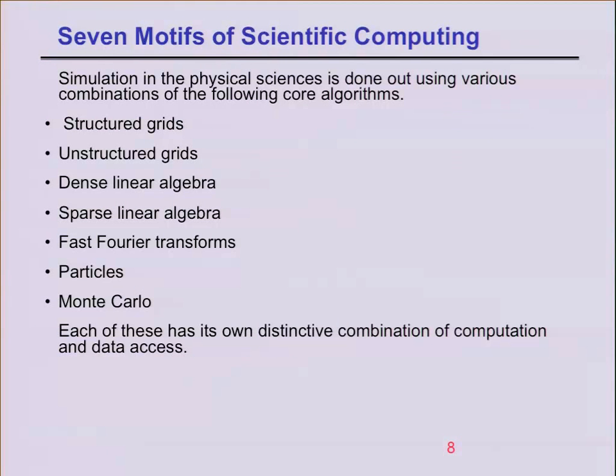So since we were talking about how important access to memory is, let's talk about the algorithms that access memory. Simulation in the physical sciences is done using various combinations of the following seven core algorithms: structured grids, unstructured grids, which I'll go through in more detail shortly, dense linear algebra, sparse linear algebra, FFTs, particles, Monte Carlo. Each of these has its own distinctive combination of computation and data access. And I emphasize combination of computation and data access because that's what's going to determine the performance, is your ability to manage that, or the ability of us to manage that, the community who does this business.